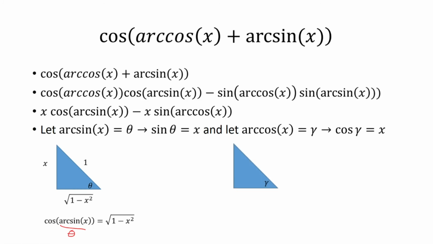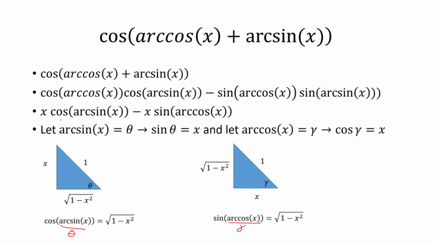Cosine of theta is adjacent over hypotenuse, which is the square root of 1 minus x squared. Similarly, we're going to let the angle be gamma. We know that cosine of gamma is x, so that's adjacent over hypotenuse. Notice this is basically the same triangle, except the x is the base in this case instead of the height. So the missing side should still be the square root of 1 minus x squared. And when we find sine of arccosine of x, well, arccosine of x is gamma. So sine of gamma is opposite over hypotenuse, which is the square root of 1 minus x squared.